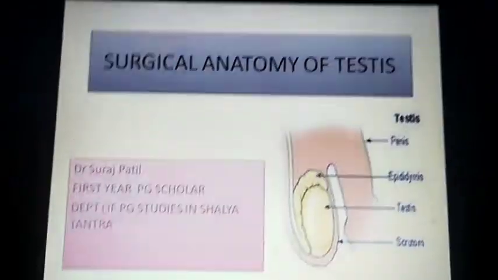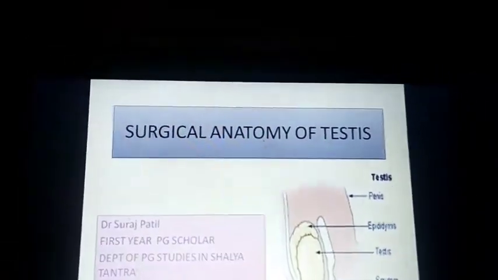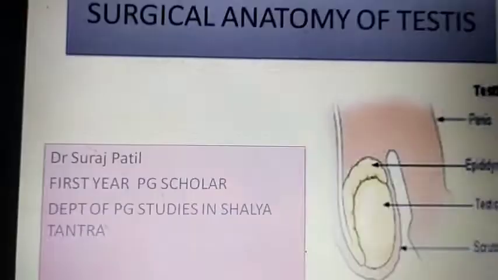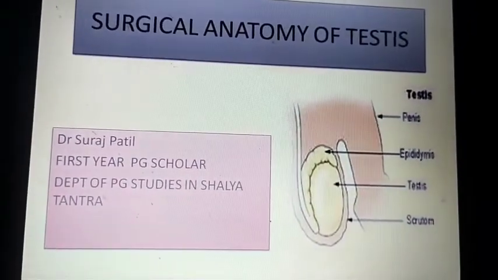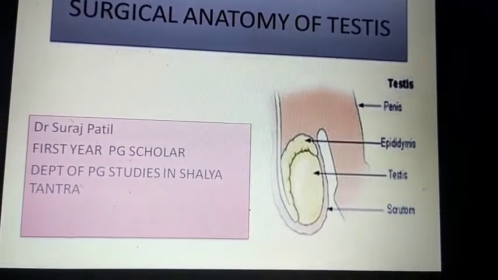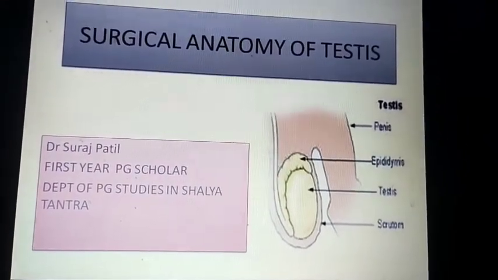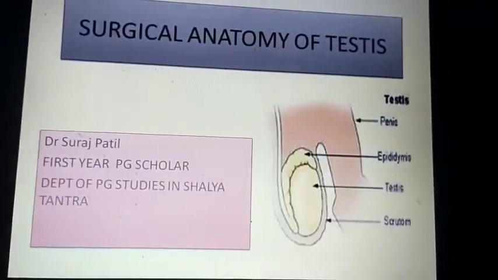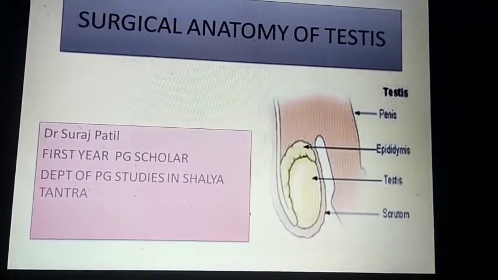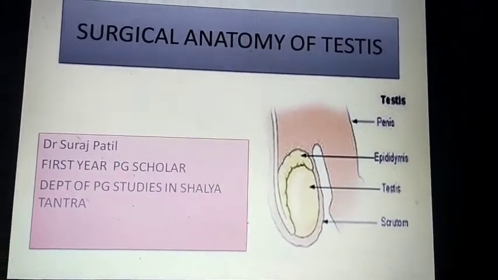The testis is a male reproductive organ present in the scrotum. The scrotum is nothing but a sac of skin. They are two in number and they are oval in shape. The scrotum hangs outside the body in front of the pelvic region near the upper thigh.